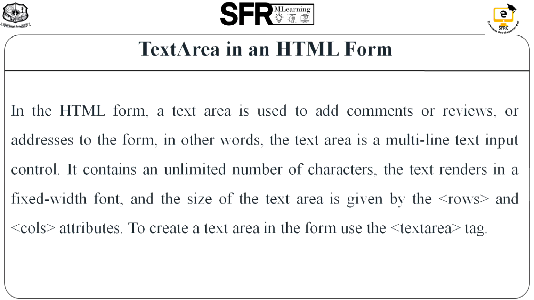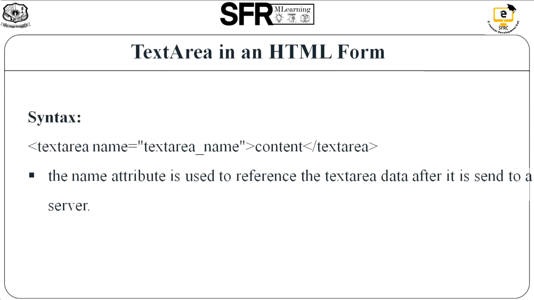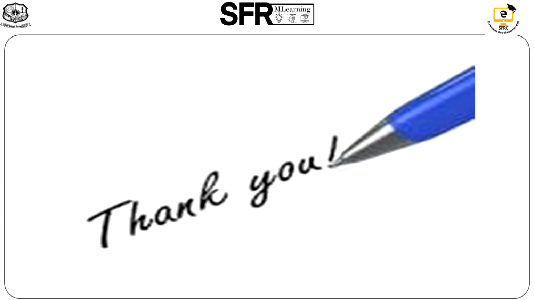To create a text area in the form, use the textarea tag. Here is the syntax for text area. Textarea name equal to name of the text area, and then display the content. Finally, we close the textarea tag. The name attribute is used to reference the text area data after it is sent to a server. These are all the elements of forms in HTML.